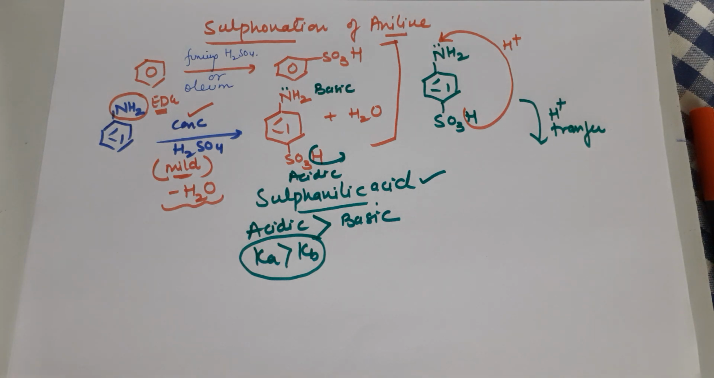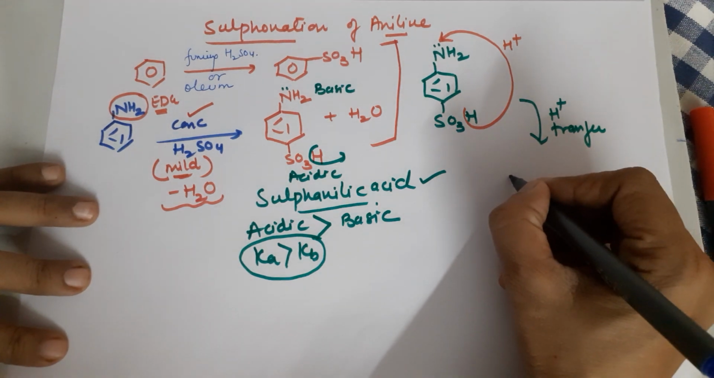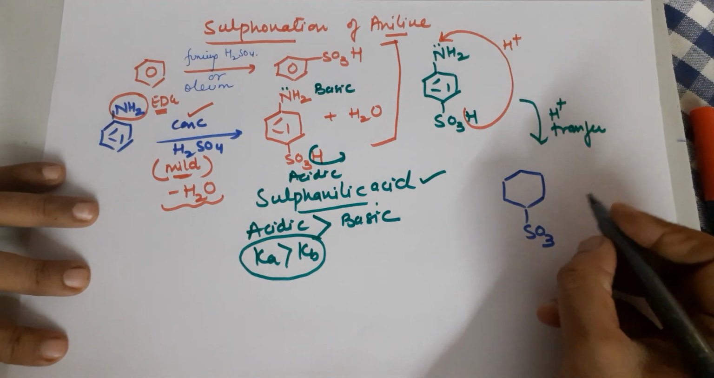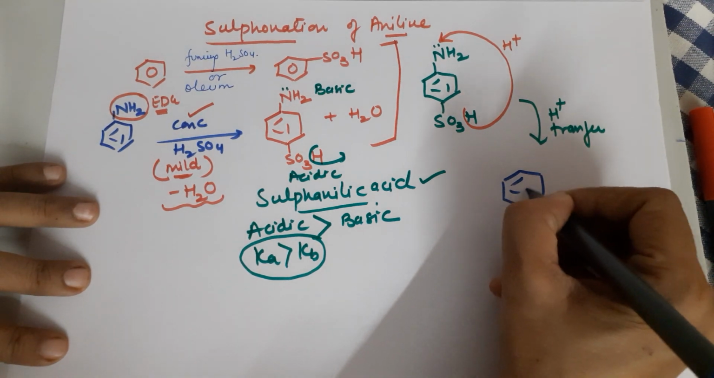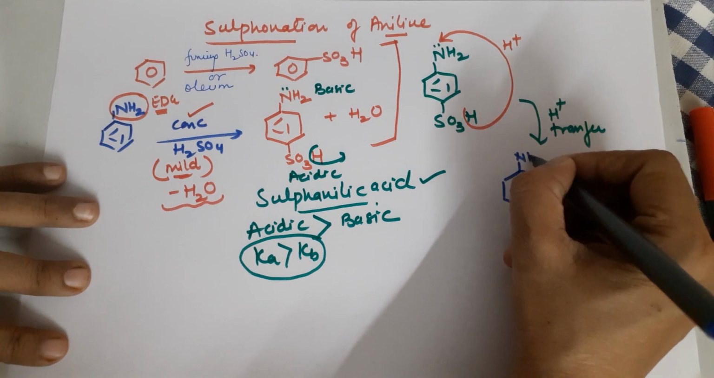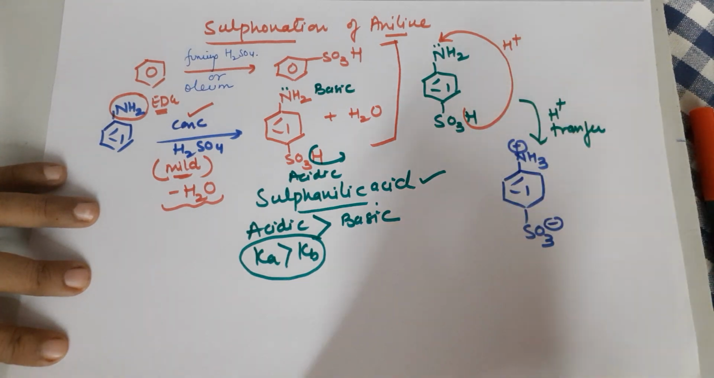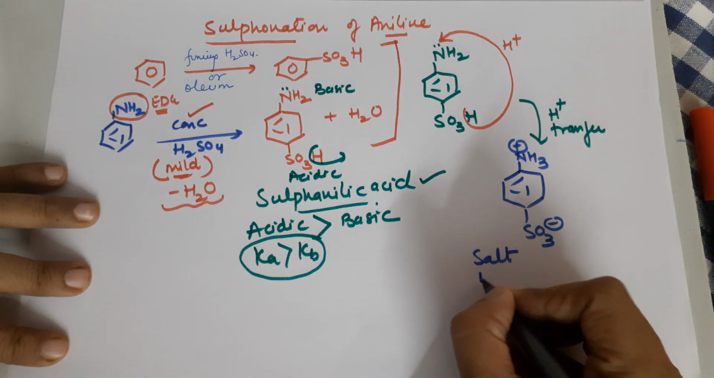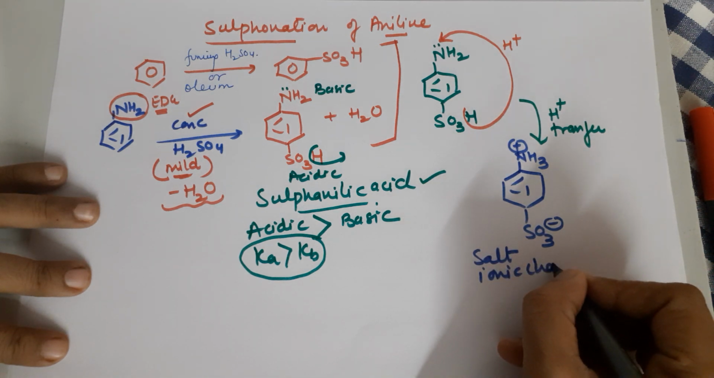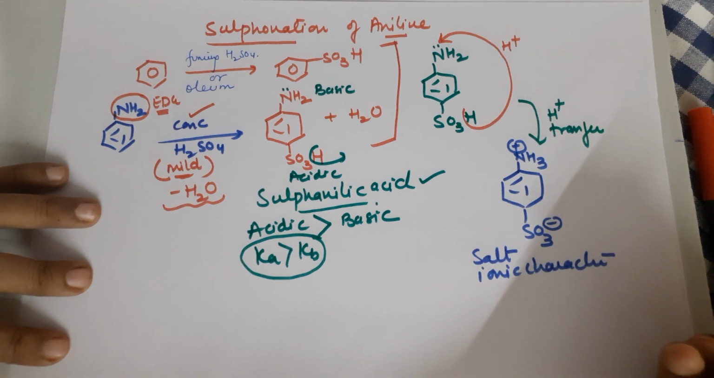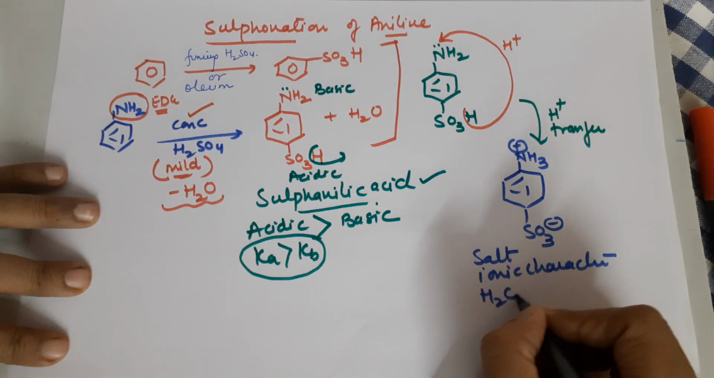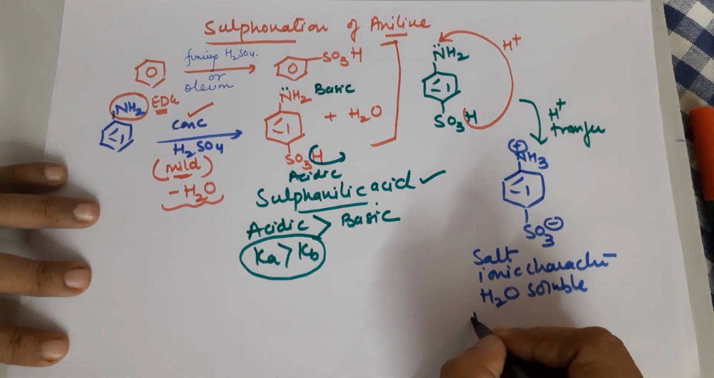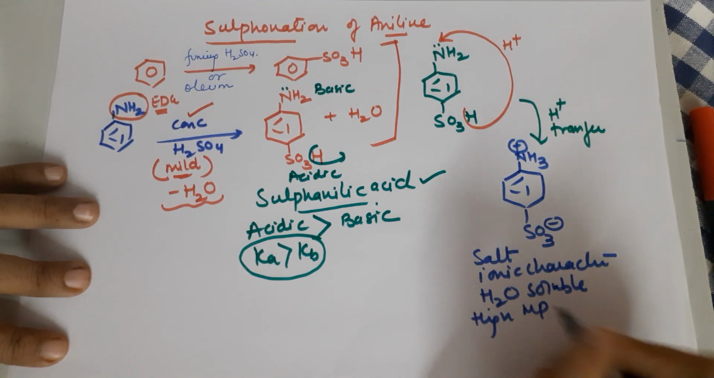अगर ये प्रोटॉन ट्रांसफर हो जाए तो what do I end up in? यहाँ पे क्या बचेगा? SO3 with a minus charge. यहाँ पे क्या बचेगा? NH3 with a positive charge. यह एक salt है. This has an ionic character. Therefore, it would be water soluble. Also, it would have a high melting point.